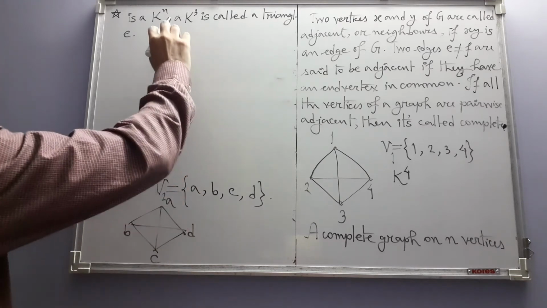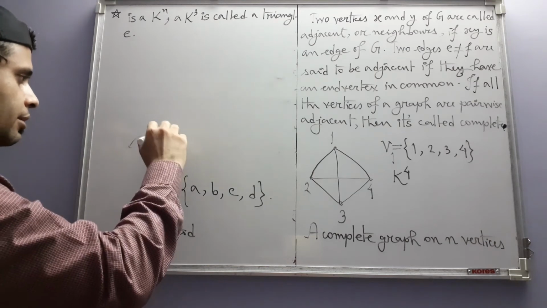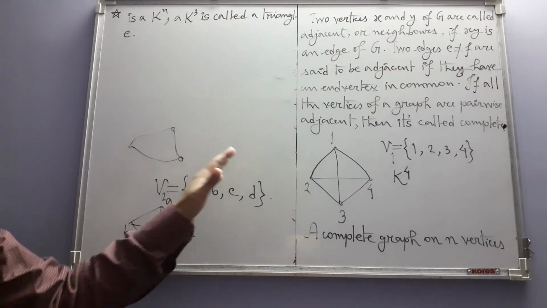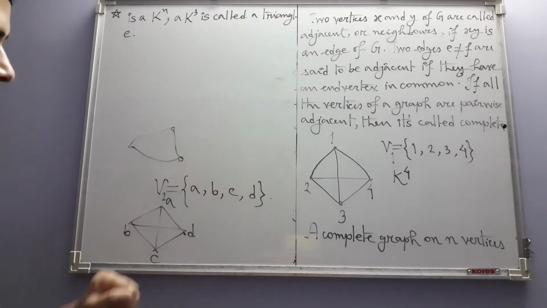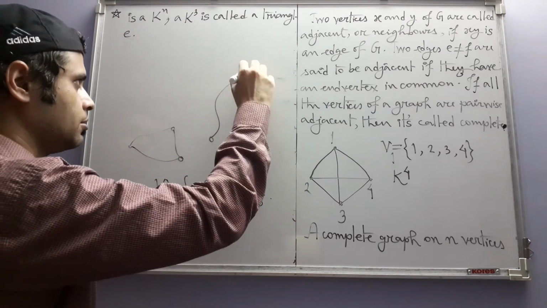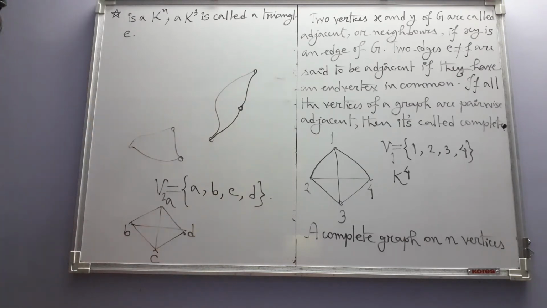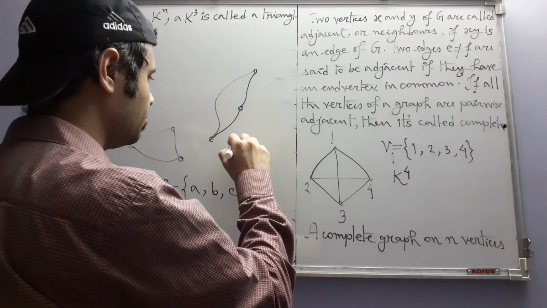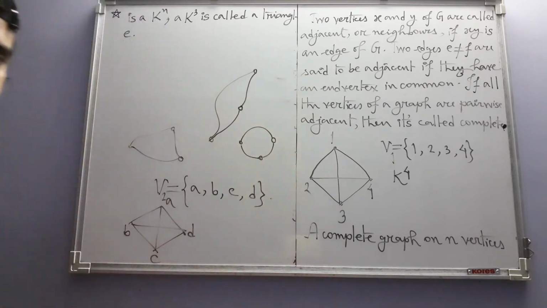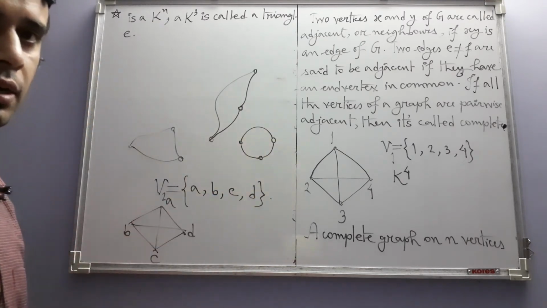That's all. A K3 is called a triangle. So a K3 looks like a triangle, that's why it's called a triangle. It's not the same as the triangle from plain Euclidean geometry. A K3 may look like this, or it may look like this also. Or it may even look like this. Note that here also any two distinct vertices are adjacent.